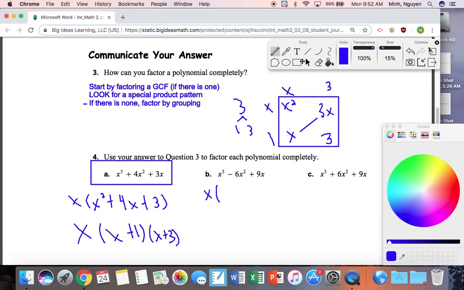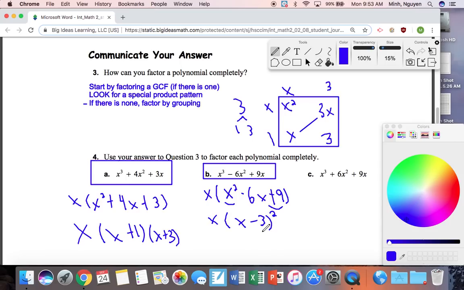Here, I'm going to go ahead and factor out x real quick because I can. Then I have x squared minus 6x plus 9. And here's a time where you think, okay, well, I start by factoring GCF. I look for a special product pattern. I have x squared and a positive 9. So I know I could take the square root of that, get x, take the square root of that, get a 3. But because this is a negative 6x, for this to work out, I would have to say x times x minus 3 squared. And this is now factored completely.